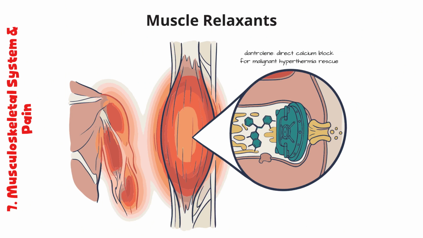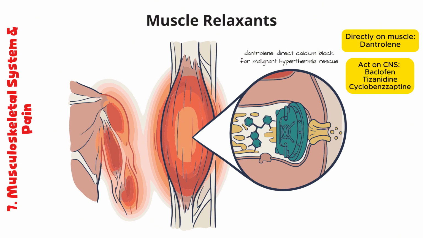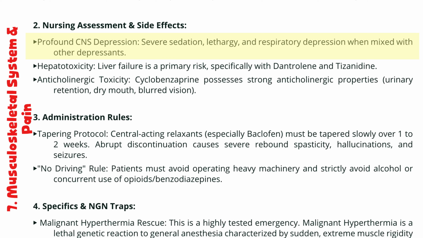Skeletal muscle relaxants don't act on the muscle itself. They suppress hyperactive motor neuron firing in the CNS, causing systemic sedation and flaccidity, profound CNS depression, worse mixed with other depressants. Hepatotoxicity, specifically with dantrolene and tizanidine. Cyclobenzaprine carries real anticholinergic effects: urinary retention, dry mouth, blurred vision.